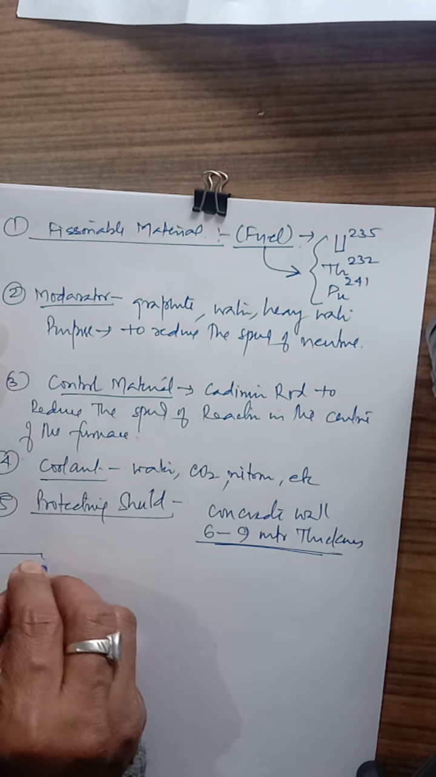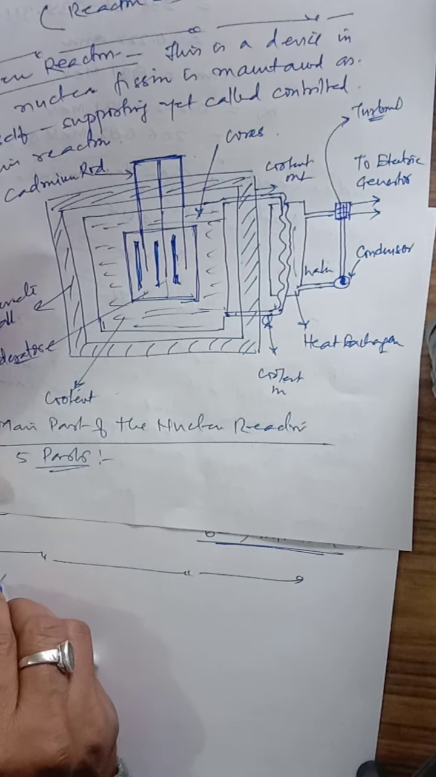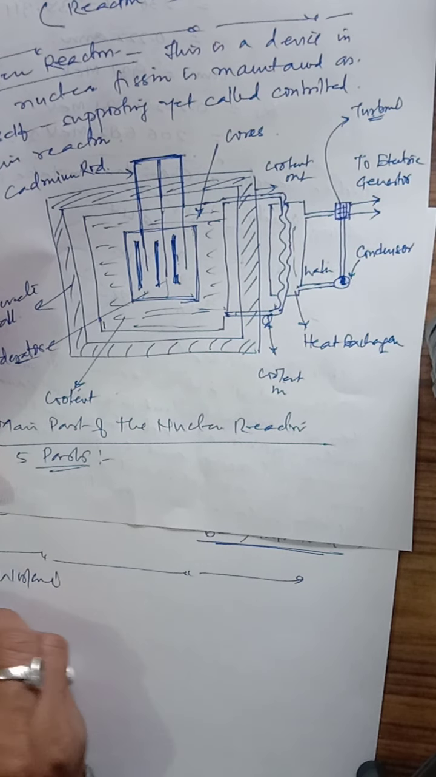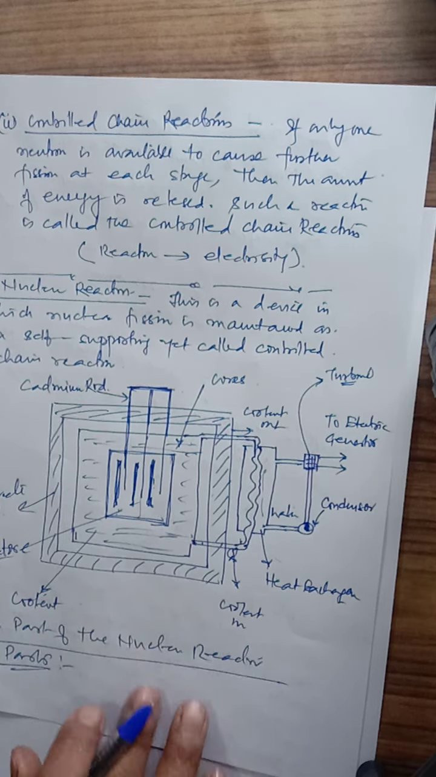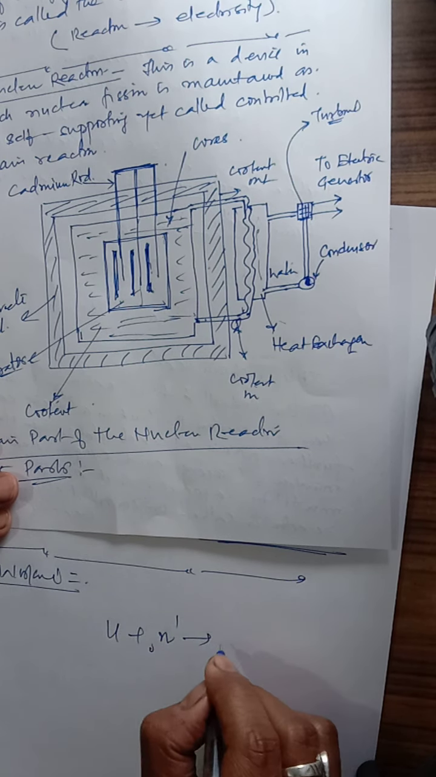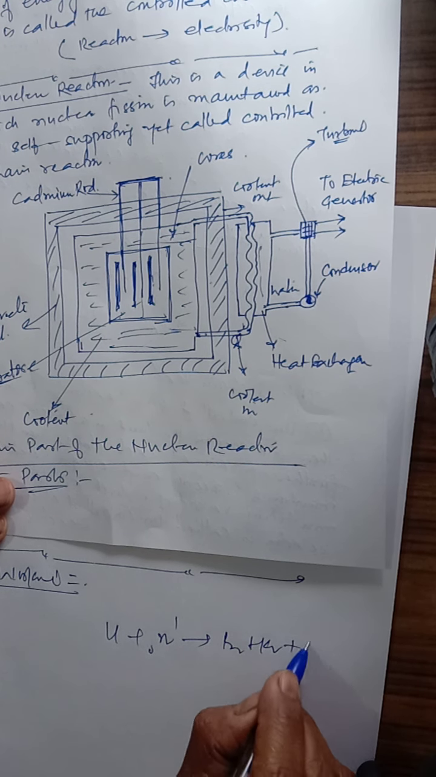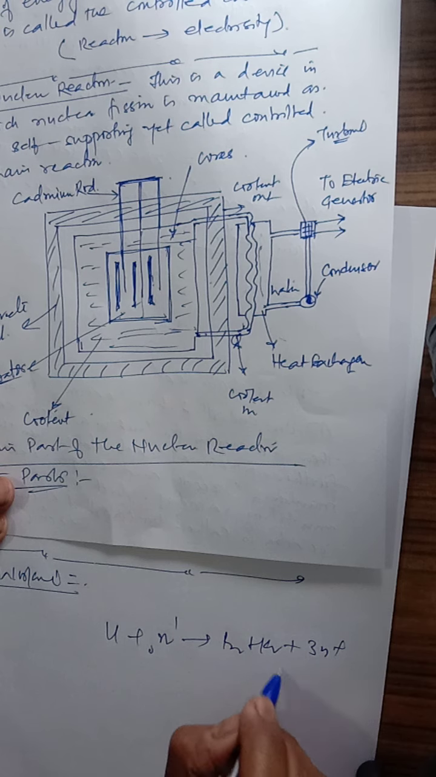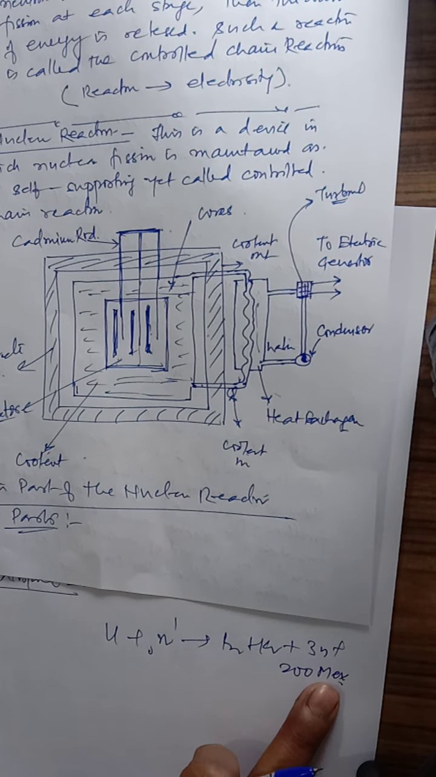So this is the main thing. Now the working. What is the working here? When one uranium nucleus is hit by one neutron, it will give you barium and krypton plus 3 neutrons plus 200 mega electron volt of heat.